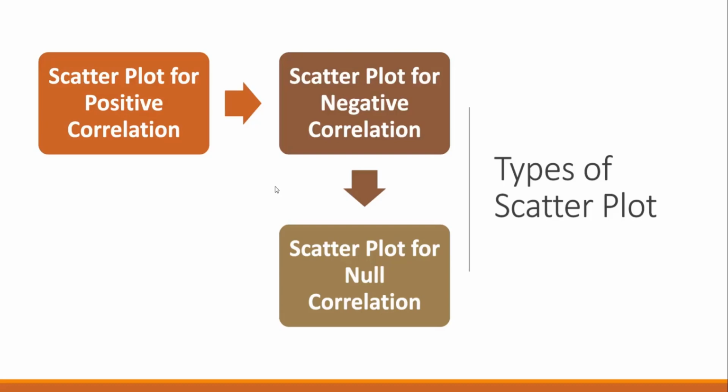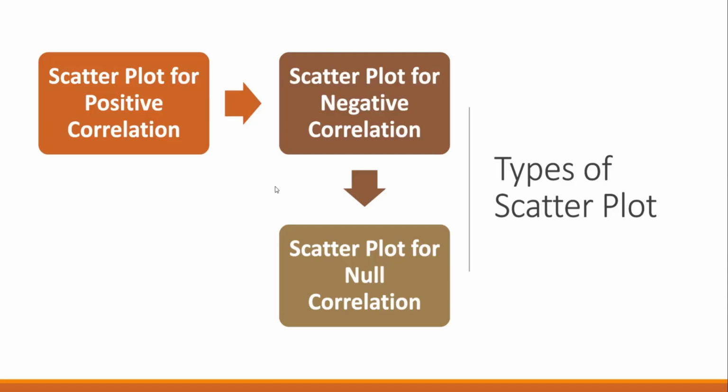The first type of scatter plot is the scatter plot with positive correlation. With positive correlation, we mean a scatter plot with increasing values for both the variables, for the x variable as well as for the y. The next is the scatter plot for negative correlation, and with this we mean a scatter plot with an increasing value for one variable and a decreasing value for the other variable. Either it is increasing for the x variable or for the y variable. It is not increasing for both the variables.